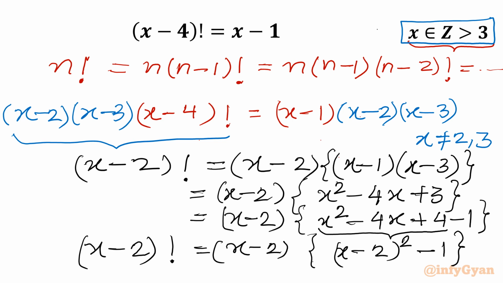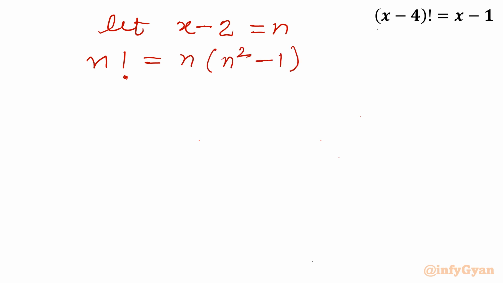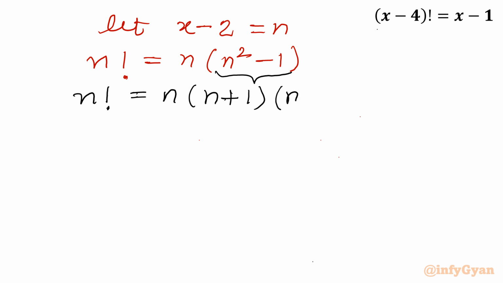Now I will use substitution for x − 2. Let us consider x − 2 equal to n, suppose. So I can write the equation as n! equal to n times (n² − 1). Now I will use the difference of two squares identity in this bracket. So I can write n! equal to n times (n + 1) times (n − 1).